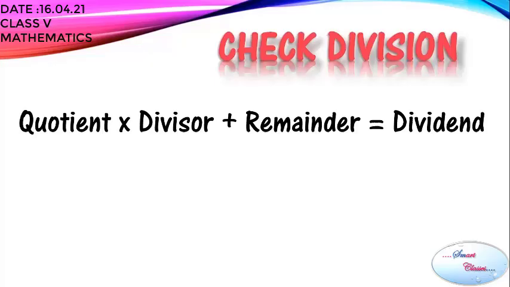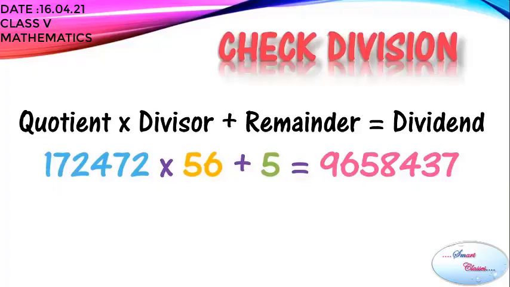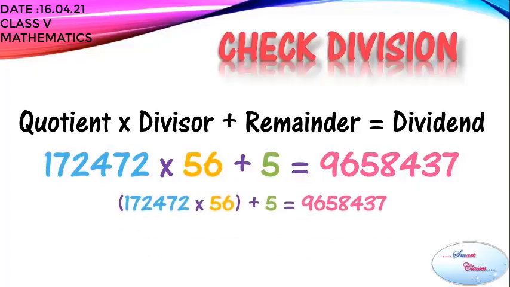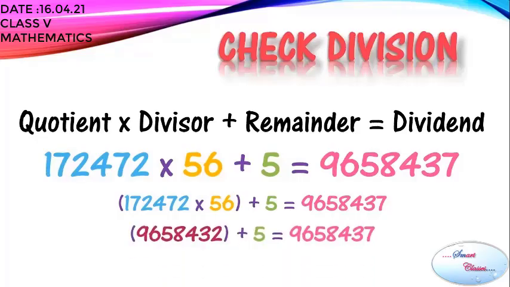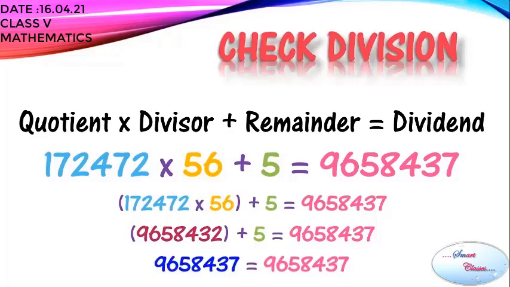Here we can check our division, whether whatever we have done is correct or not. We have already studied this formula that quotient into divisor plus remainder is equal to dividend. So here we have multiplied the quotient with the divisor and added the remainder, which gives us the same number as the dividend. It proves that the division which we have done is correct.